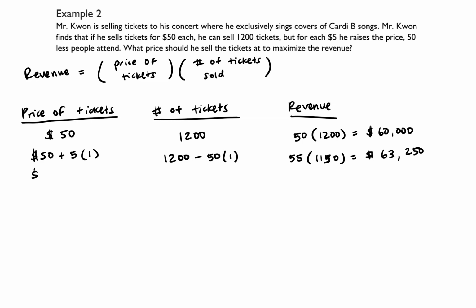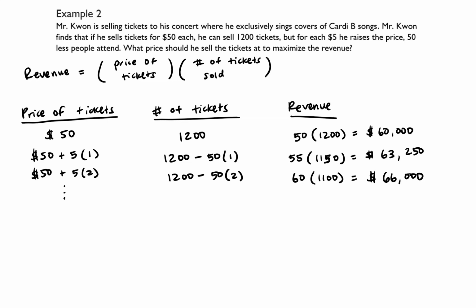And then if we increased the price by another $5, which would be $60, then we would only have 1,100 people in attendance. I'm going to write it like this again. So we'd have 60 times 1,100, and that's equal to $66,000.